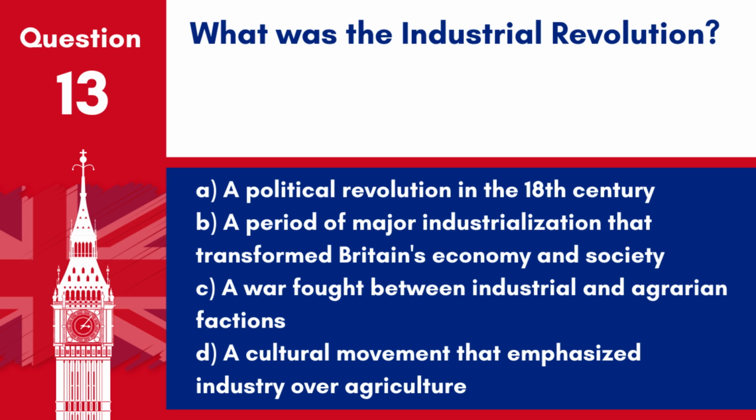Question 13. What was the Industrial Revolution? A. A political revolution in the 18th century. B. A period of major industrialization that transformed Britain's economy and society. C. A war fought between industrial and agrarian factions. D. A cultural movement that emphasized industry over agriculture.